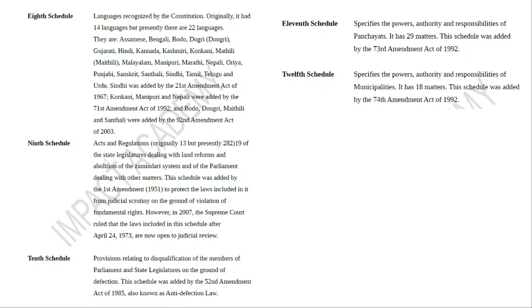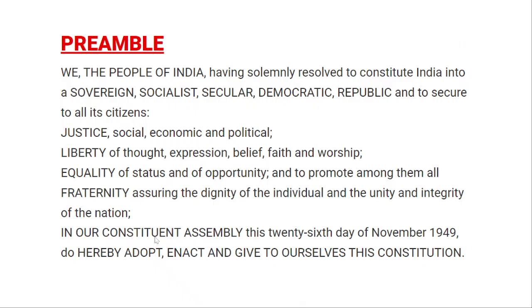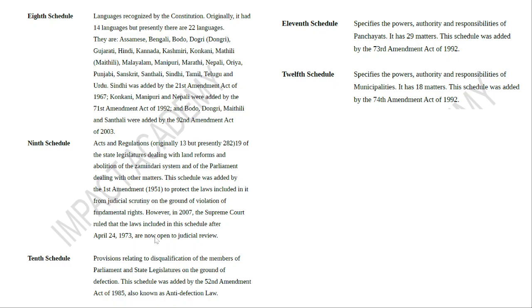So all these acts and regulations which were dealing with the land reforms and abolition of Zamindari system and other matters are included in the ninth. Anything that has been included after April 24, 1973 is now open to judicial review. Before that it is not open to judicial review.